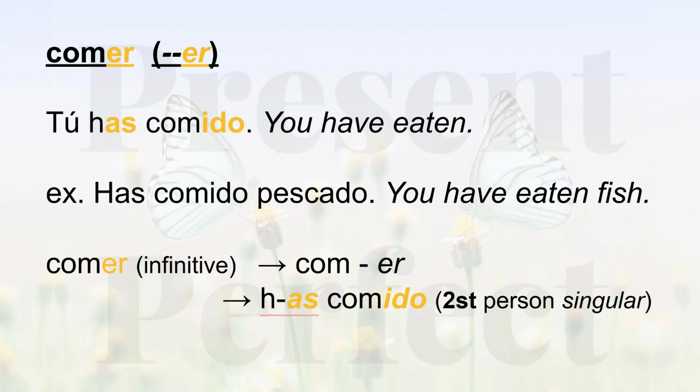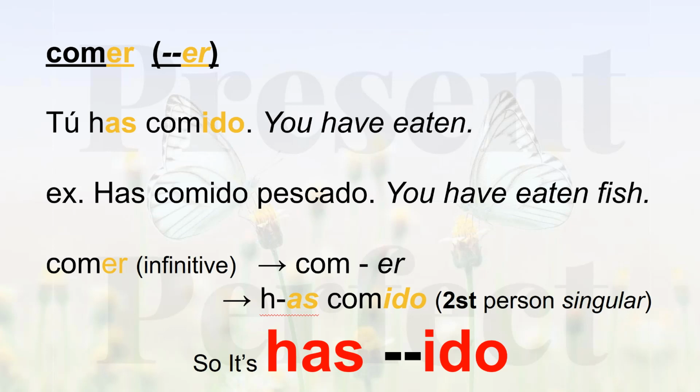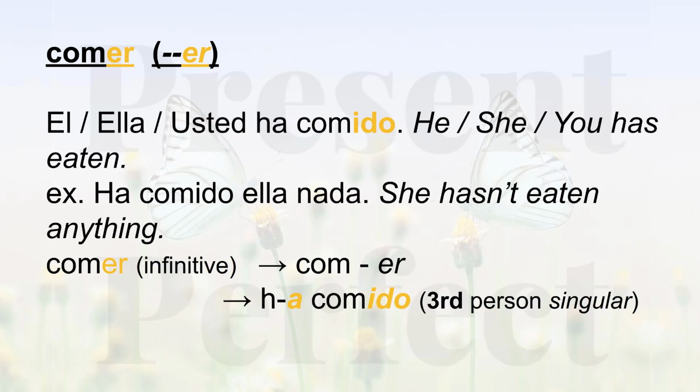Tú has comido, you have eaten. For example, has comido pescado, you have eaten fish. The second person singular form of present perfect, haber comido, will be has comido. So it's has ido. And whenever you recognize this has ido, most likely it is a present perfect of either ER or IR verb.